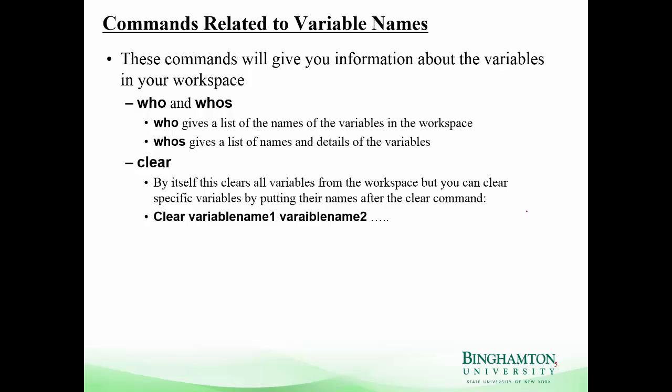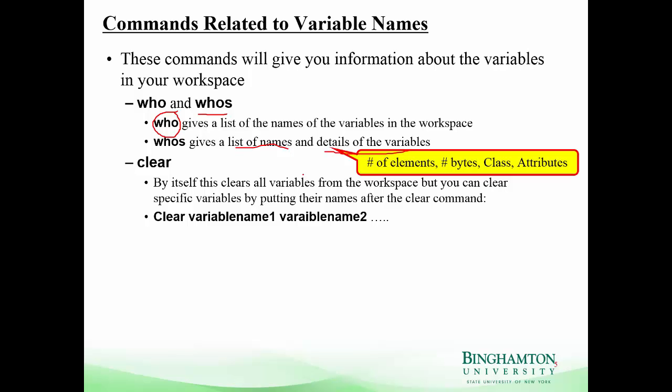Well, we've already talked about whos. We've seen that the whos command gives a list of variable names and also gives some details on those. There's a shorter version of it that's just called who, and that just gives you a list of the names of the variables in the workspace. It doesn't give you any of the details on them. The details that whos gives, as we've already seen, include the names, the number of elements, the number of bytes, the class, which we haven't really talked about yet but we will, and then attributes, which we also haven't talked about, but we'll talk about later.